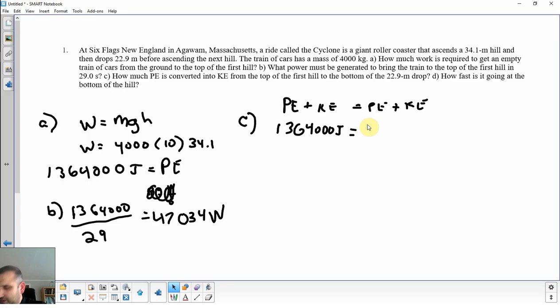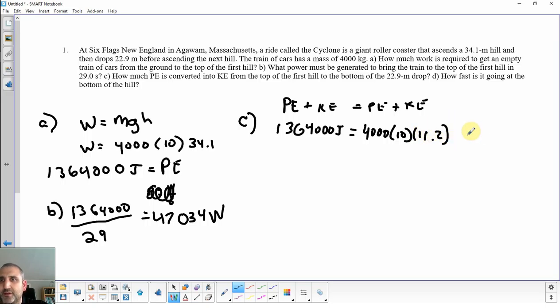So if we start at 34.1 meters and we drop 22.9 meters, that means we still have 11.2 meters of height, which means we still have potential energy at the bottom of that drop of m, 4,000, times g, 10, times h, which is 11.2 meters, plus our KE. So I want to know how much PE is converted into KE? We've got to solve for the KE.